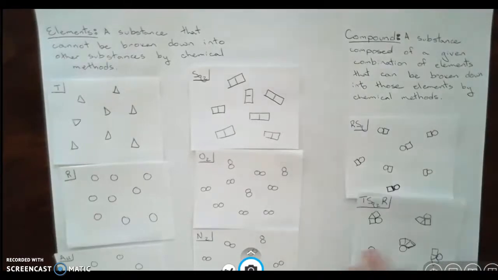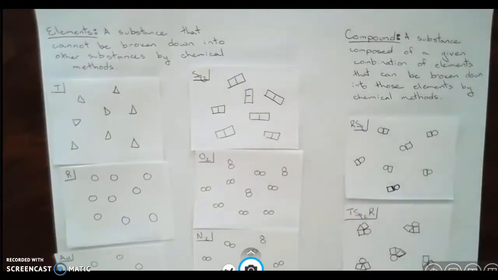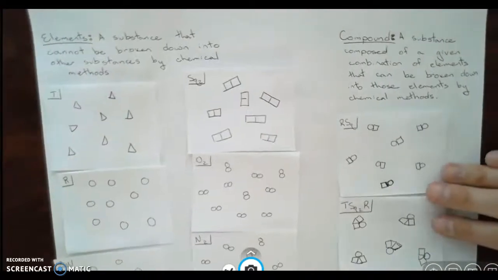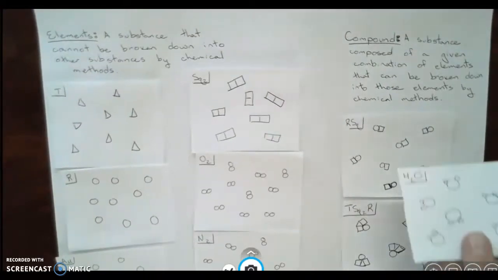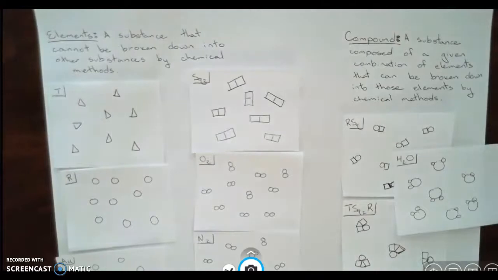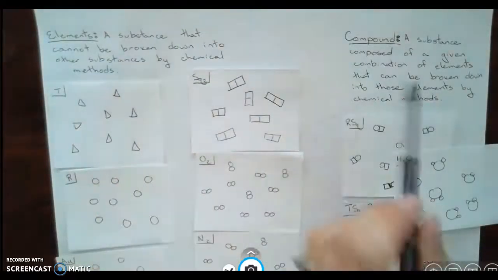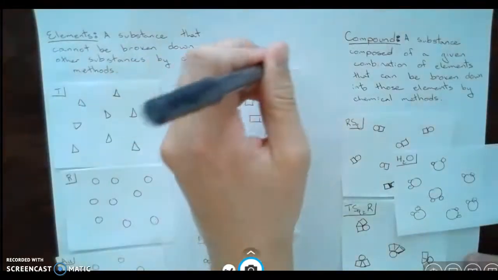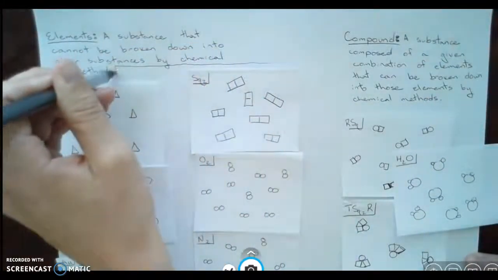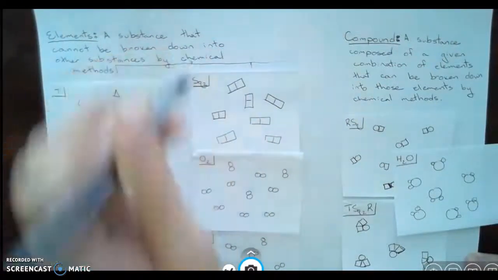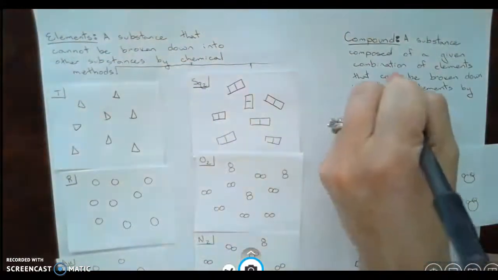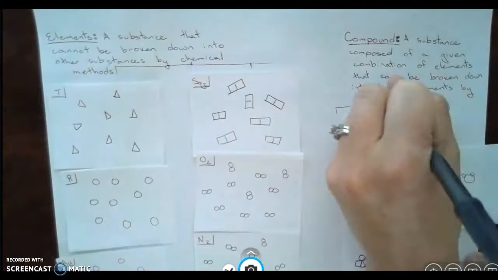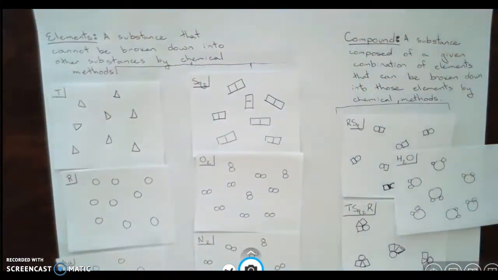Let's see, another example of a compound would be this. And then a real life example would be water, right? H2O. Now, those are the definitions for elements and compounds. So these here, these are elements. And you know what we have here, these are our compounds.